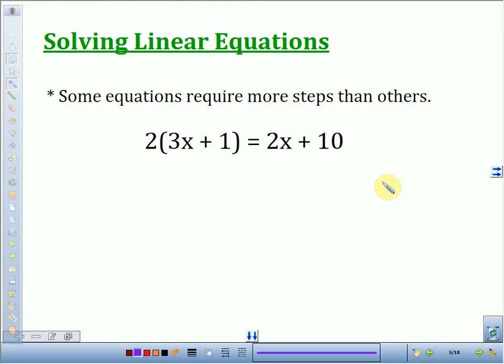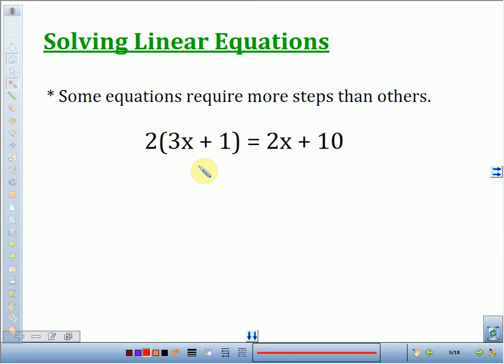Now this equation is a little bit more complicated. It's going to require several steps to solve. 2 times (3x plus 1) equals 2x plus 10. Let's take a quick look at what we've got here. Now I've got a set of parentheses on the left side, 3x plus 1 in parentheses, with a number multiplying it. So I'm going to have to do distribution here at some point. And I also have an x term on the other side of the equal sign.